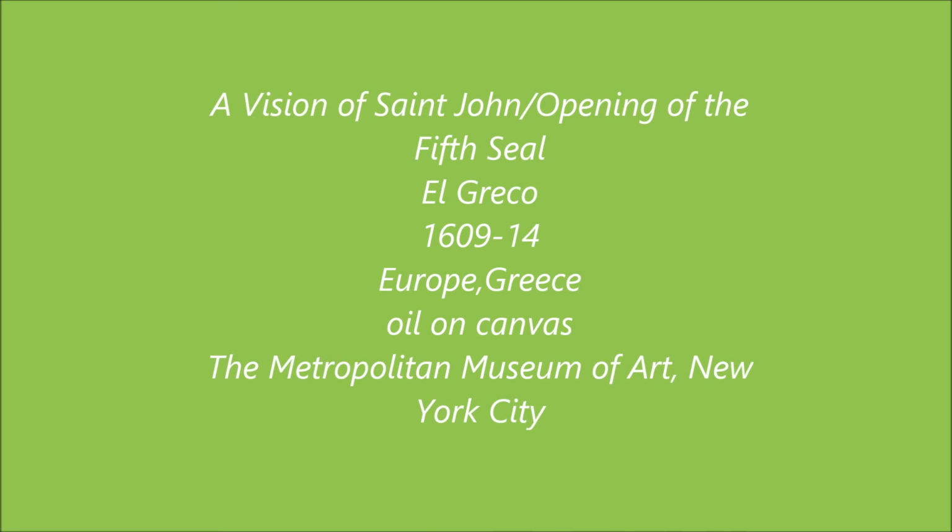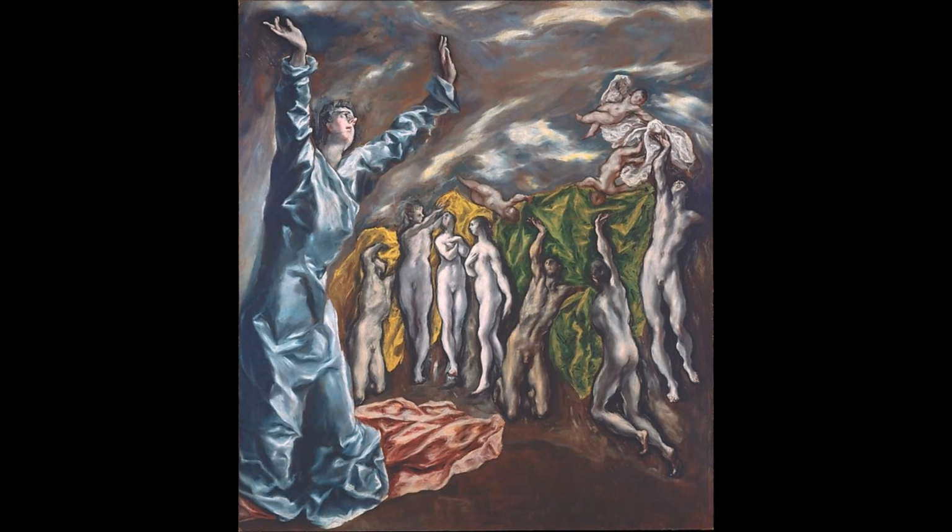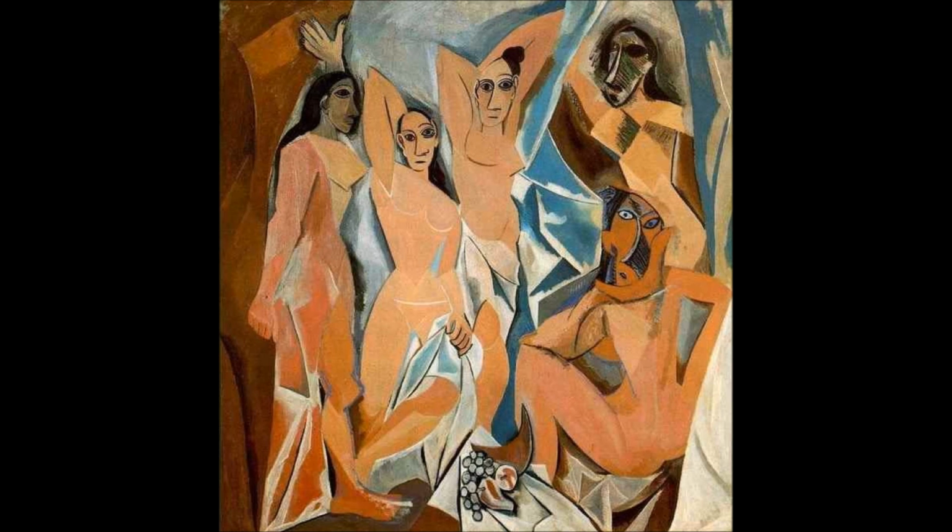The Vision of St. John, also known as the Opening of the Fifth Seal, by El Greco, is an artwork that is very similar to Les Demoiselles d'Avignon. The painting is just a fragment from a large altarpiece commissioned for the Church of the Hospital of St. John the Baptist in Toledo. The canvas was an iconic work for Picasso, who knew it in Paris and used it as inspiration for Les Demoiselles d'Avignon.